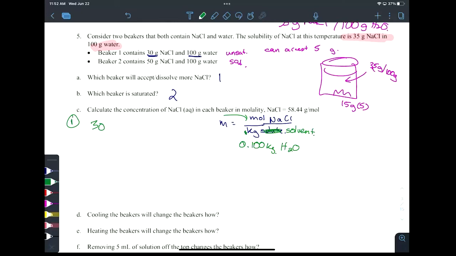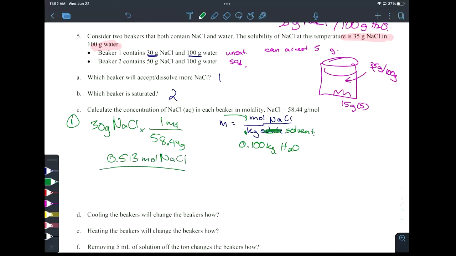So the difference is here, we just have to do a quick calculation to get moles of sodium chloride. I know that there's 30 grams in there, and so hopefully this is just a quick molar mass conversion, 58.44 grams, 1 mole. Okay, I think the answer for beaker 1 is there's 0.513 moles of NaCl over 0.10 kilograms of water. Ignore my sig figs. This is 5.1 little m NaCl. That is beaker 1. Let's do beaker 2.